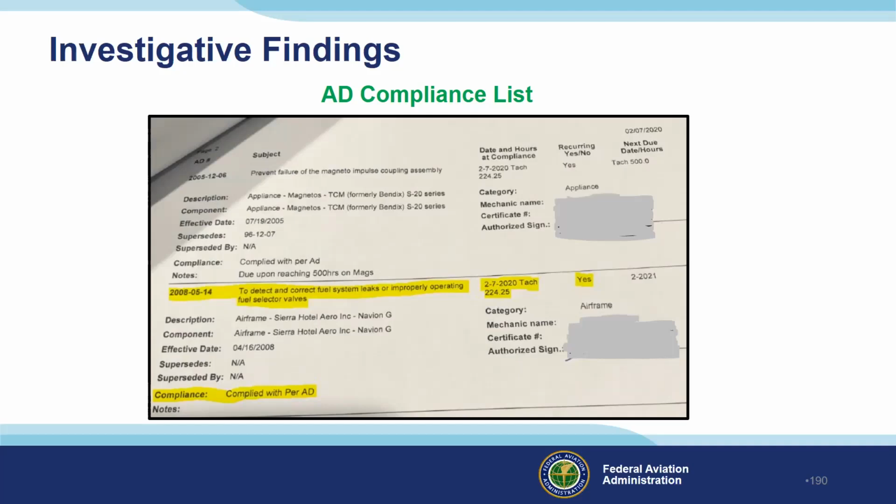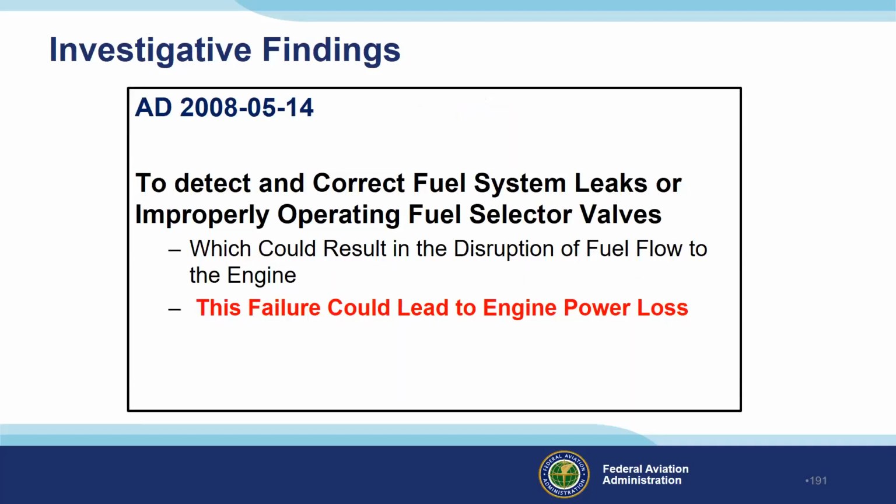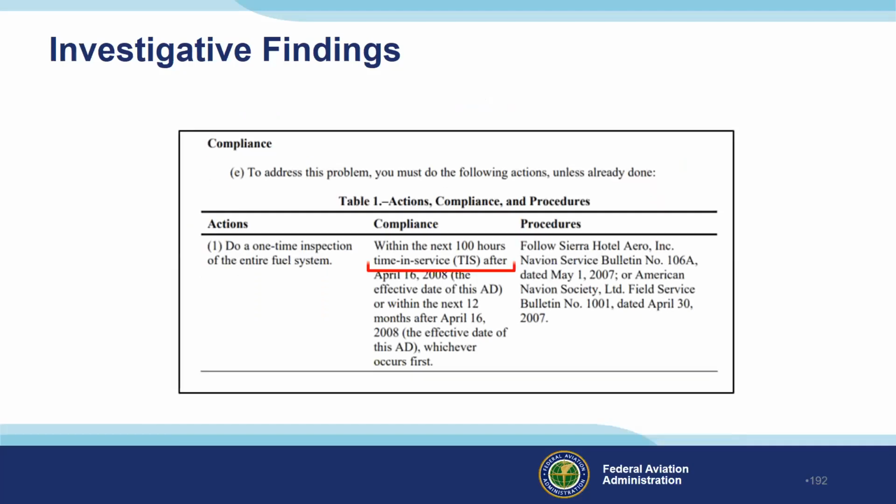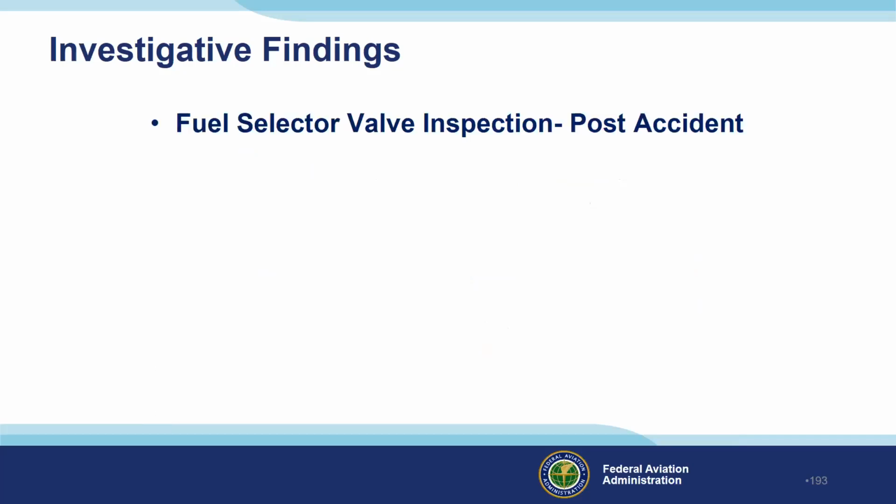So now let's look at the AD. The gist of the AD is, that's the description. Failure could lead to engine power loss within the next 100 hours time in service and follow the Sierra Hotel Aero service bulletin. So that made the service bulletin mandatory.